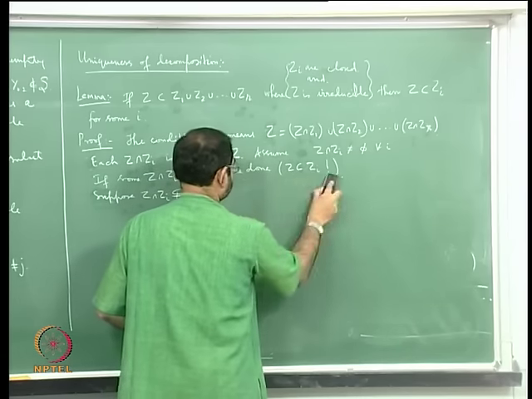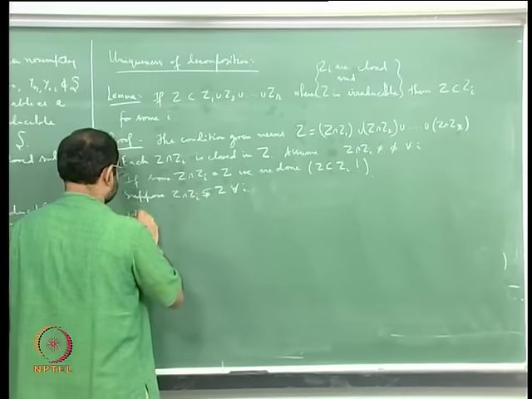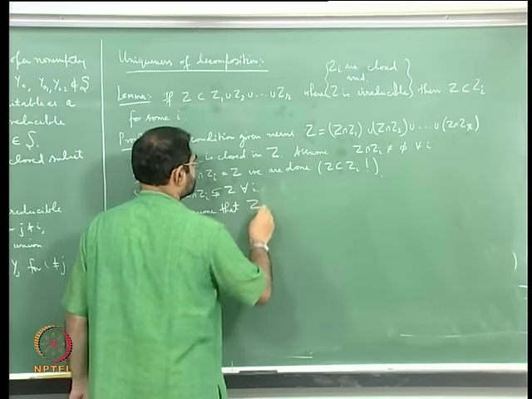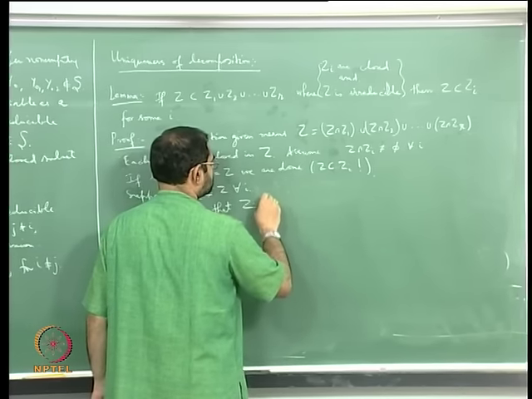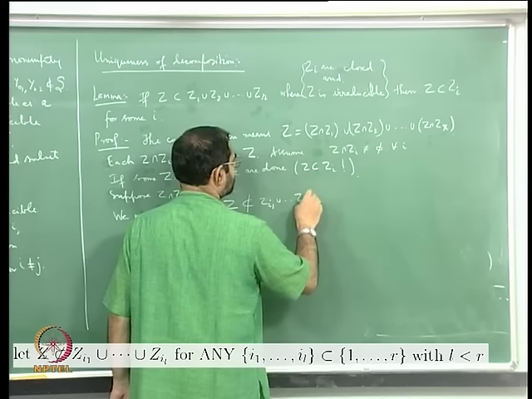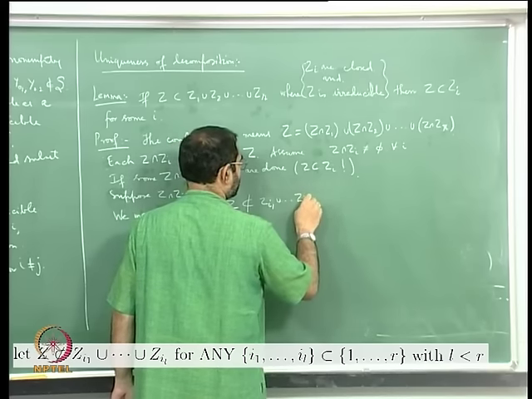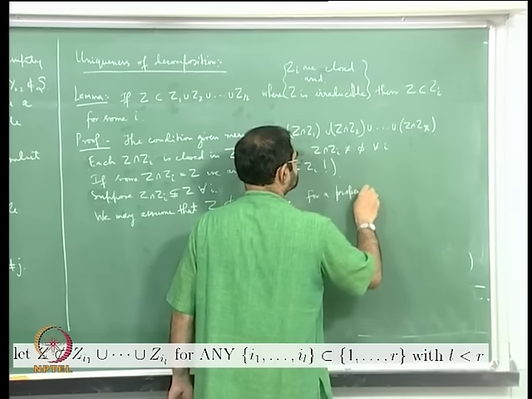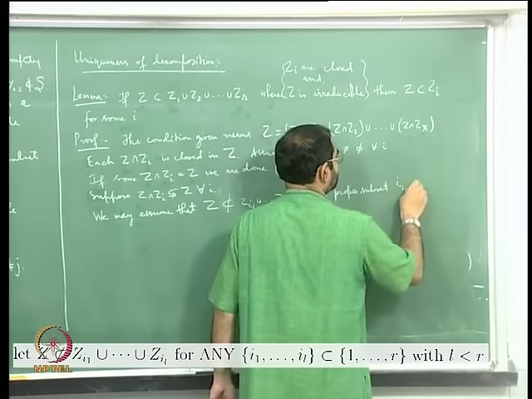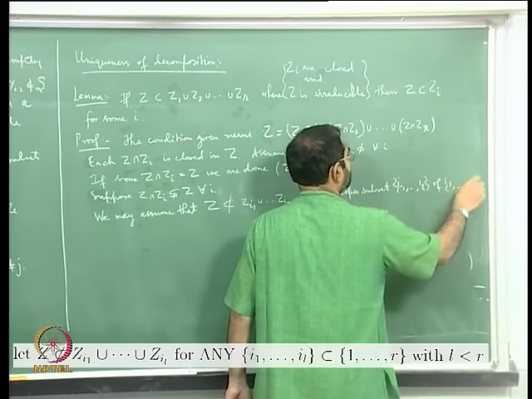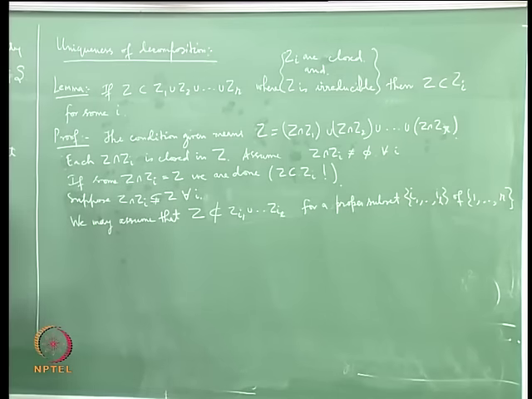So let me rewrite this. We may assume that Z is not contained in Zi1 union ... union ZiL for a proper subset i1 etc. iL of 1, 2 etc. r. You assume that. Okay. So you can assume that.